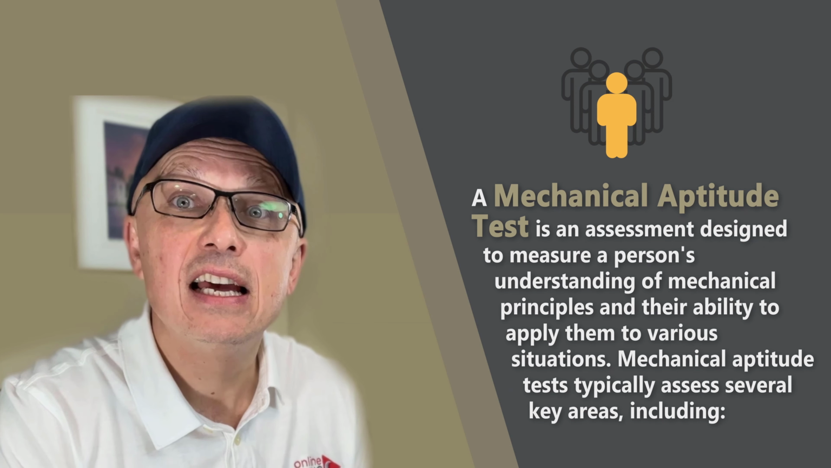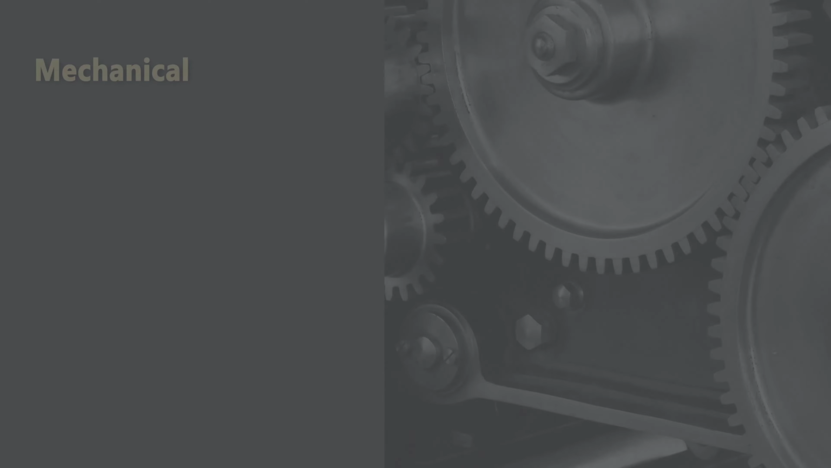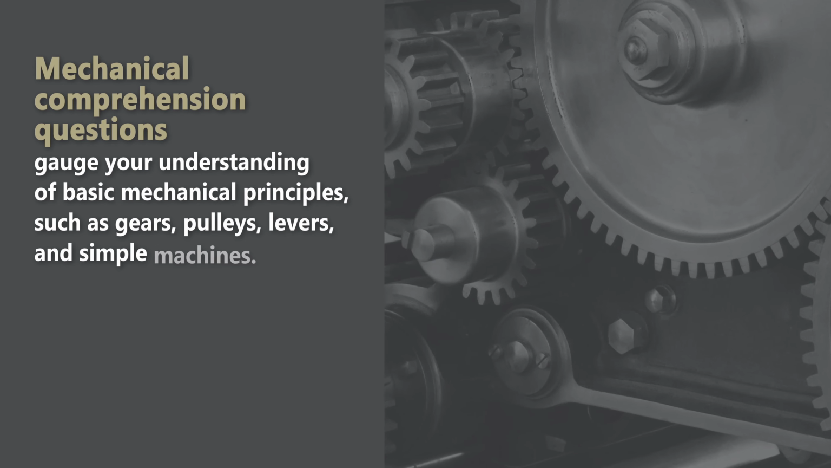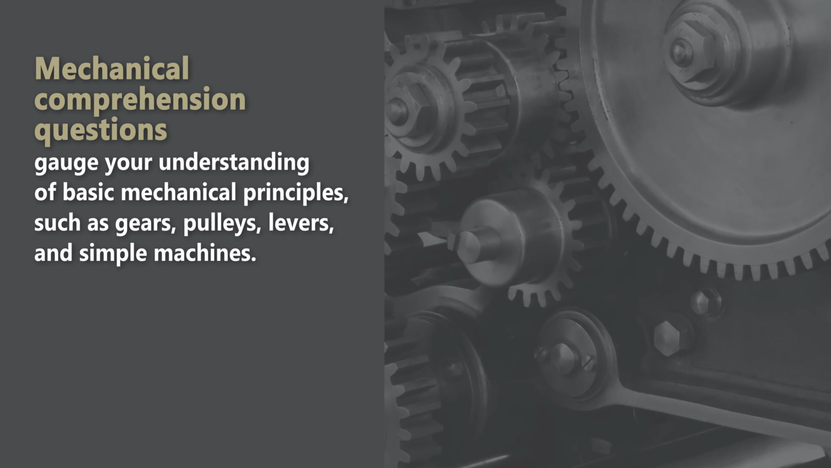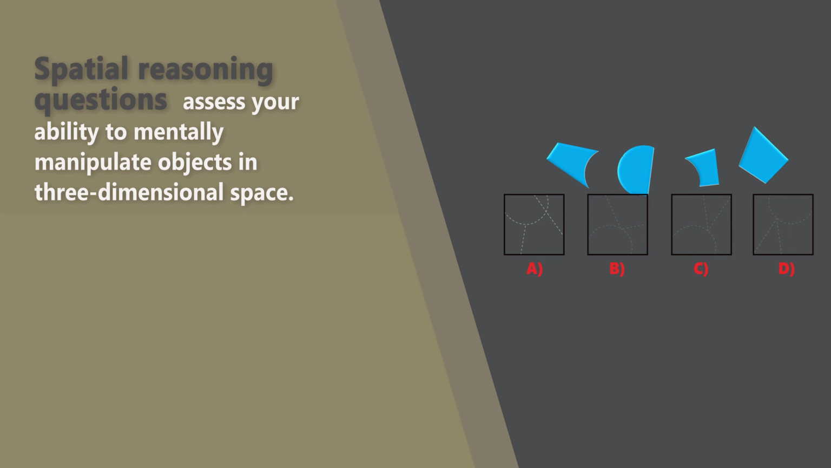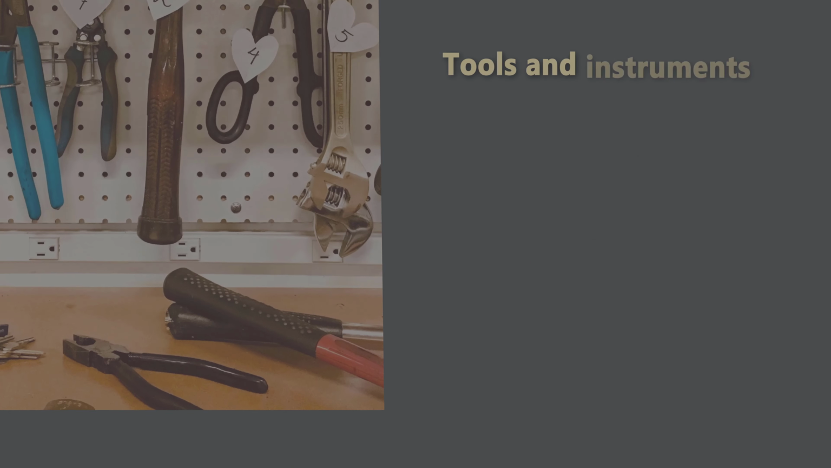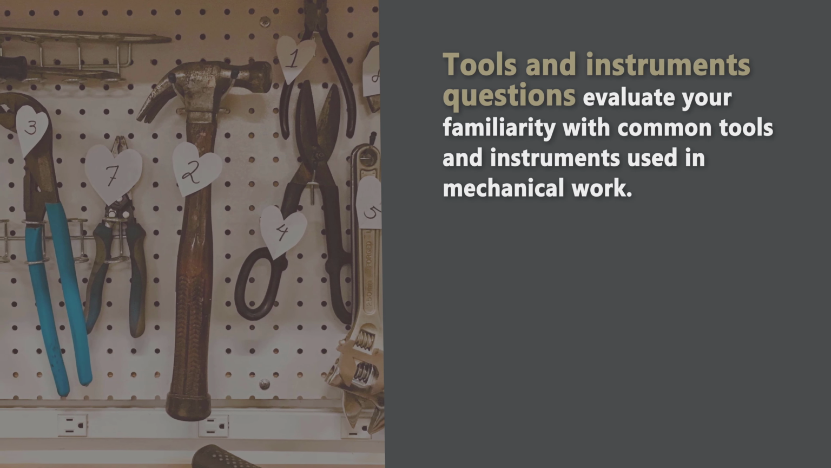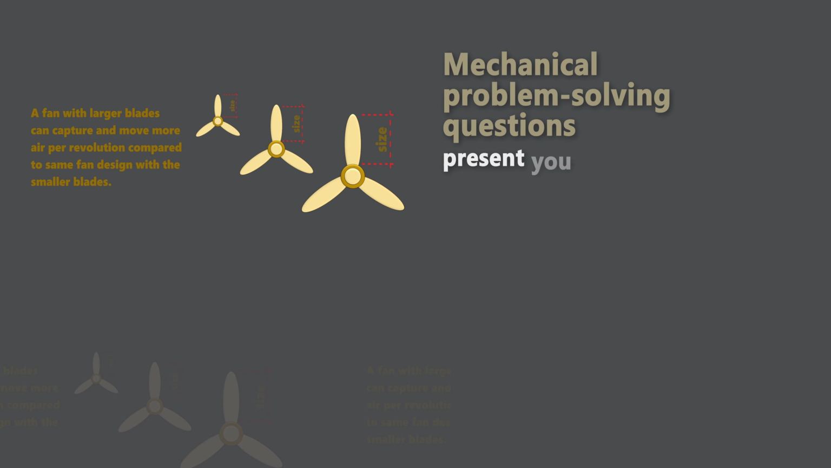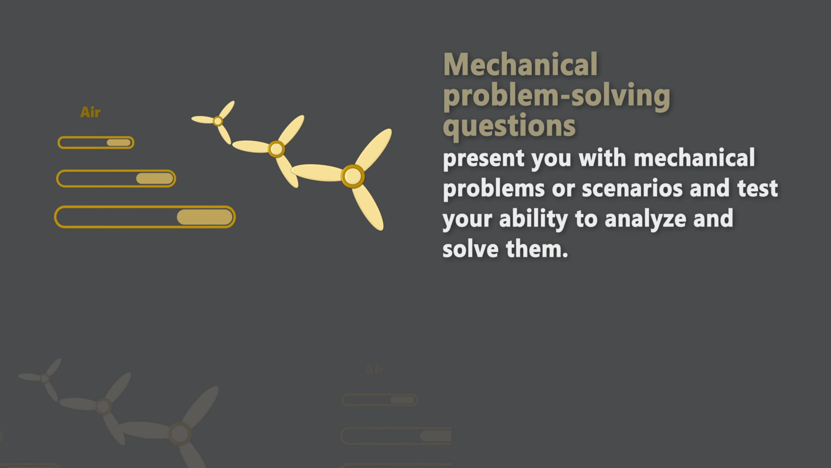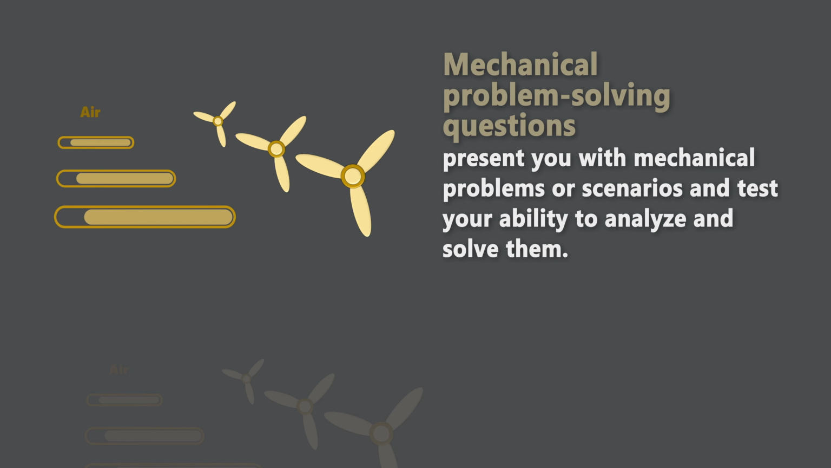Mechanical aptitude tests typically assess several key areas, including mechanical comprehension questions, which gauge your understanding of basic mechanical principles such as gears, pulleys, levers, and simple machines. You also get spatial reasoning questions in this test, which assess your ability to mentally manipulate objects in three-dimensional space. Some questions focus on tools and instruments, and they evaluate your familiarity with common tools and instruments used in mechanical work. And last but not least, the category is mechanical problem-solving questions, which present you with mechanical problems or scenarios and test your ability to analyze and solve them.